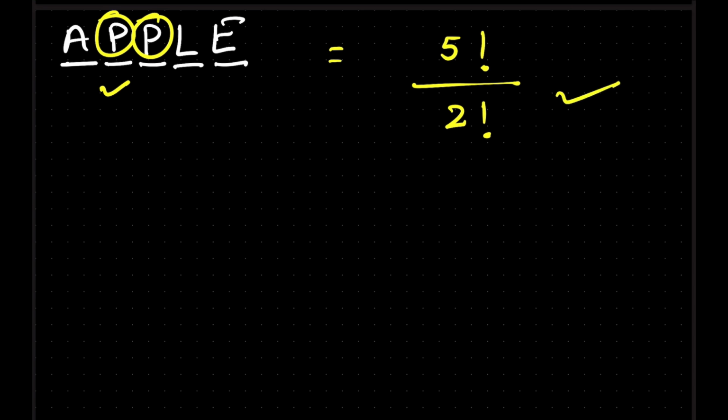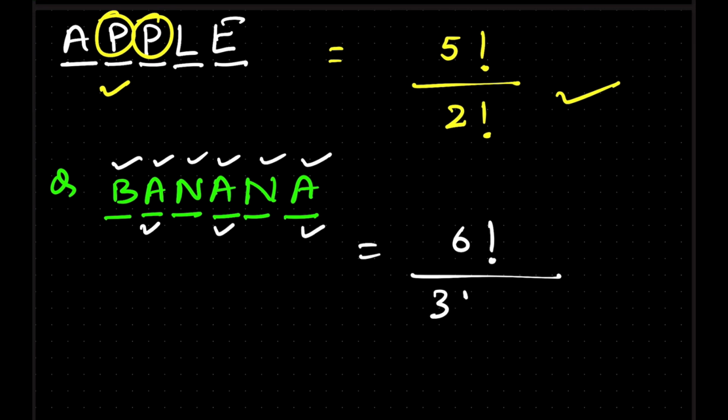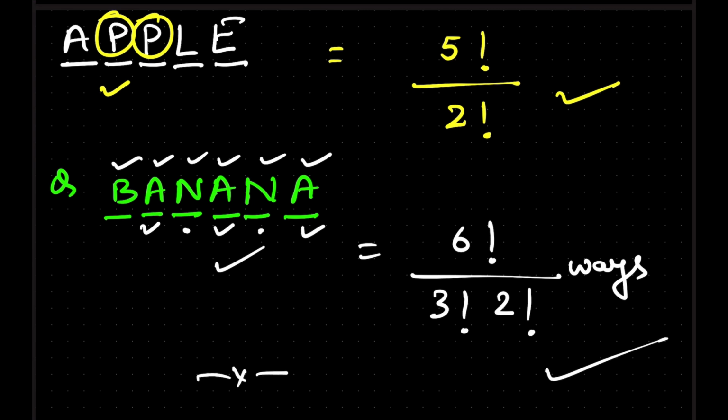Similarly, if you take one more question, suppose the word is banana. Suppose you have these 6 letters and you have to arrange them in 6 places. So how many total arrangements are possible? Here you will count the number of objects, 1 2 3 4 5 6, so 6 factorial, and in the denominator how much will you put? You have 3 a's, so 3 factorial, and 2 n's, so 2 factorial. So these are the total number of ways of arranging the word banana. I hope you have understood this.